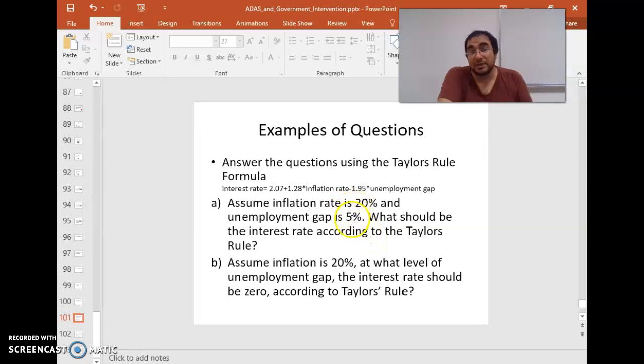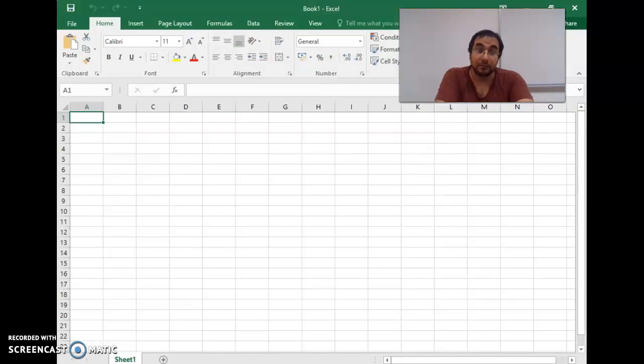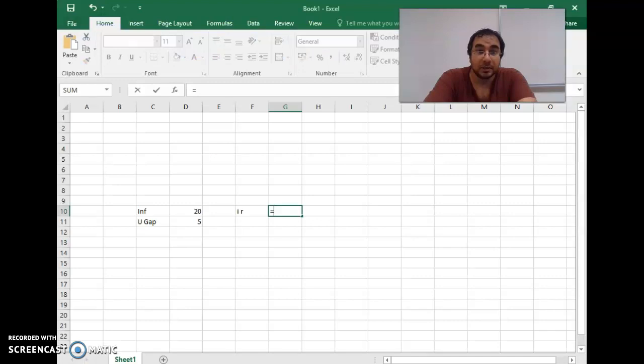If the inflation rate is 20% and the unemployment gap is 5%, what should be the interest rate according to Taylor's rule? So inflation is 20, the unemployment gap is 5. So the interest rate should be 2.07 plus 1.28 times inflation, minus 1.95 times the unemployment gap. So 17.77%. Very simple, basically.